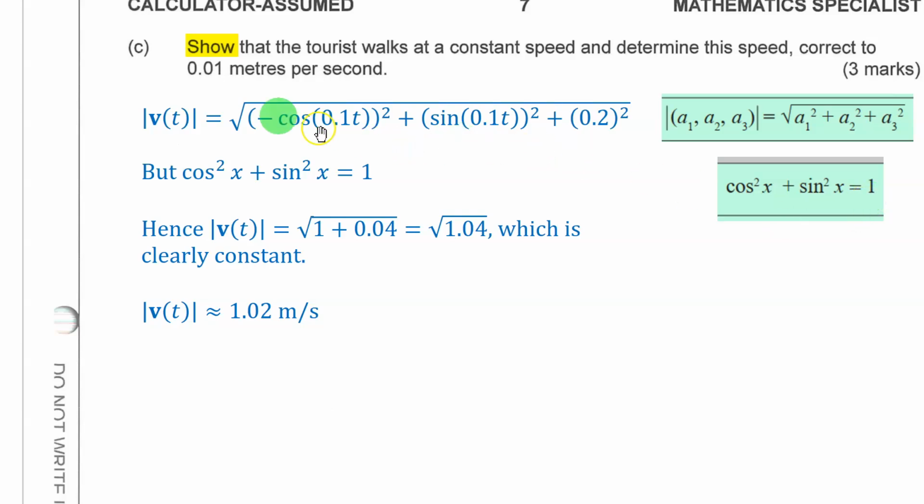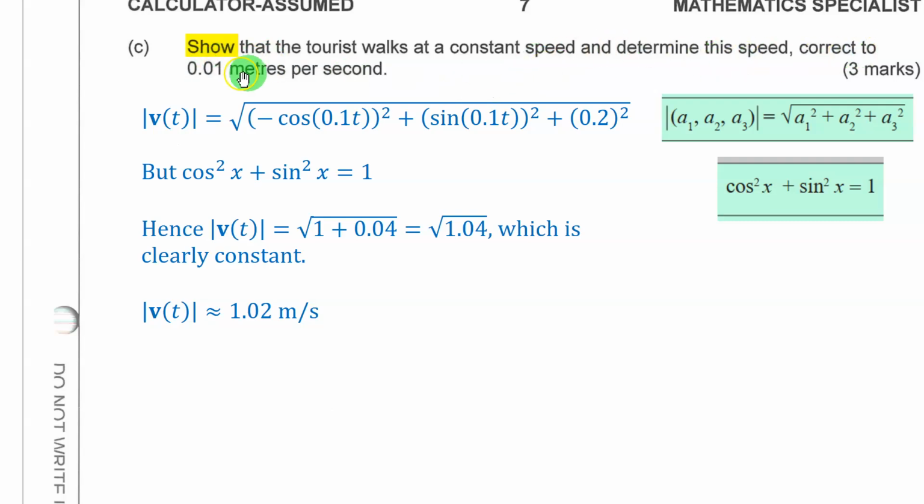So we take the velocity vector, square the i coefficient, the j coefficient, the z coefficient, and add them together. But you'll notice in here we've got a cos squared plus a sine squared of the same angle. Therefore, this part simply reduces to 1. And so hence the magnitude of the velocity, the speed, is simply going to be the square root of 1 plus 0.2 squared, which is 0.04, so the square root of 1.04, which is clearly constant. So we've done the show.